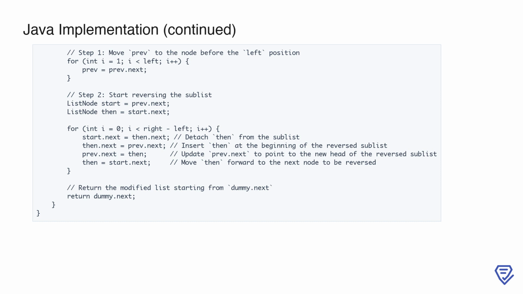These pointers will help us reverse the sublist. We then use a loop to reverse the sublist one node at a time. Inside the loop, we detach the then node from the sublist by updating start.next, then insert then at the beginning of the reversed portion by adjusting its next pointer to point to the node currently at prevNext. We update prevNext to point to then, effectively making it the new head of the reversed sublist. Finally, we advance the then pointer to the next node to be reversed. After completing the reversal, we return the modified list starting from dummy.next, which represents the new head of the list.